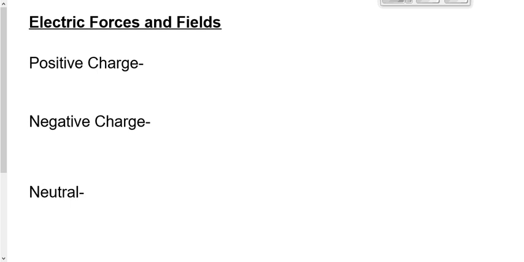If it's positive, it means it's lost electrons. If it's negative, it means it's gained electrons. Now, we're going to learn later on today how that happens, how an object can either gain or lose electrons. But for now, we just know that it either has gained or lost electrons. Finally, if it's neutral, then it's going to have no charge. It doesn't mean it doesn't have protons and electrons. It just means it has an equal number of protons and electrons.